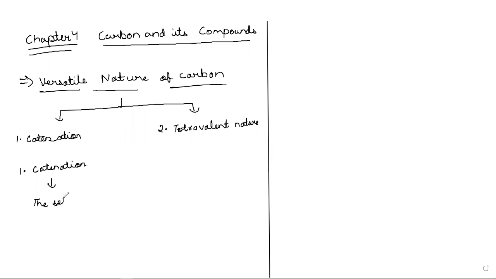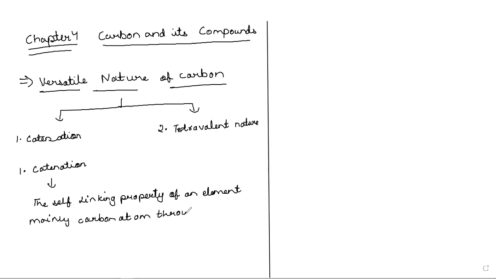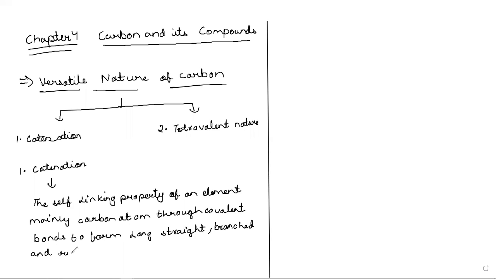The self-linking property of an element, mainly carbon atoms, through covalent bonds, to form long, straight, branched, and rings of different sizes. That is known as catenation.